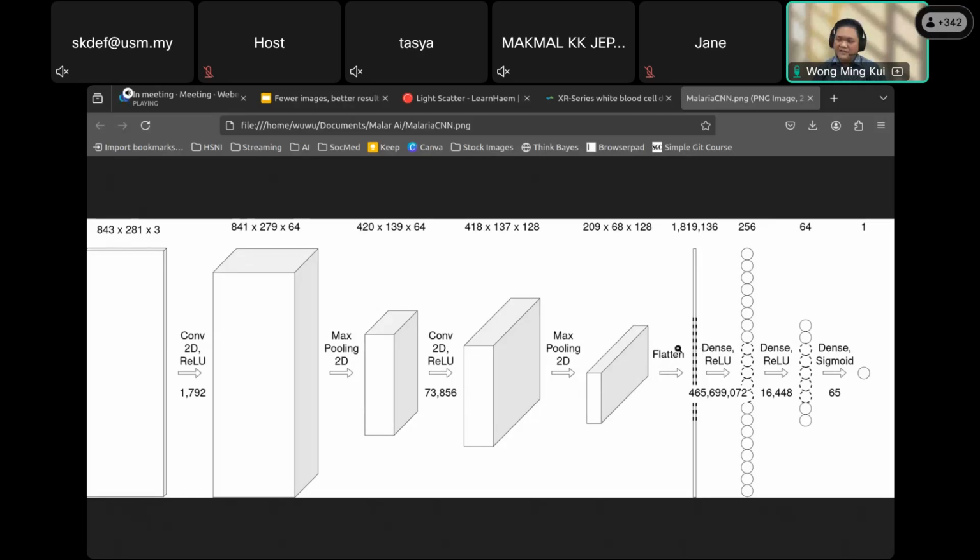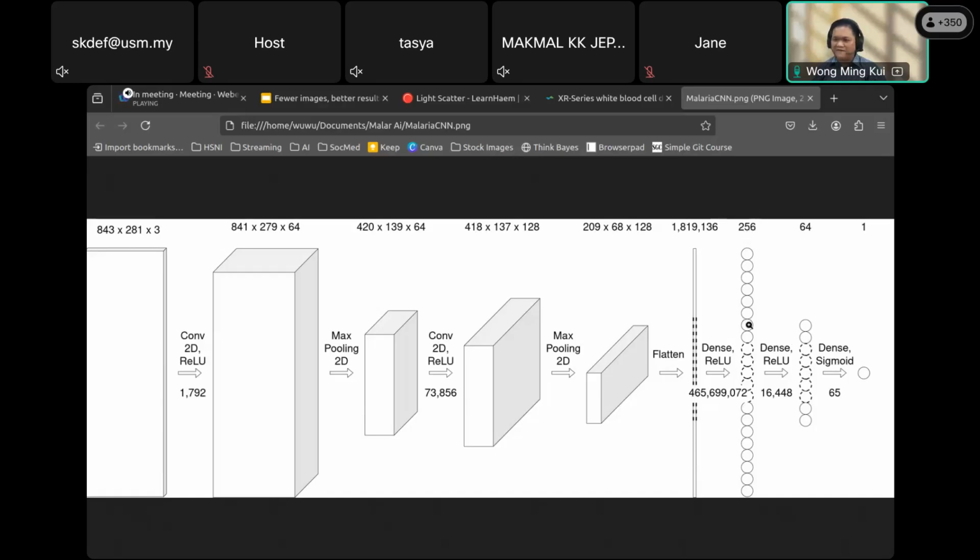And finally, we flatten this image data, and it becomes linear data. So this is the neural network part. This is the convolutional layer, and this is the neural network. There are many neurons here. Each node represents one node of the neural network. They are all connected, and that's why we call them a neural network.